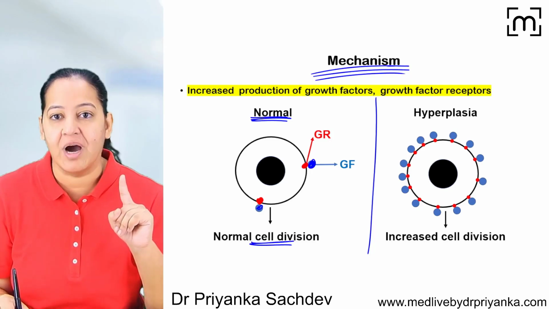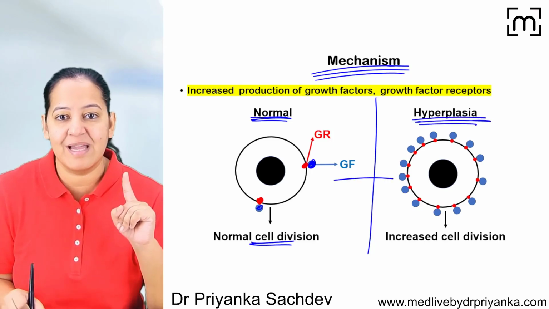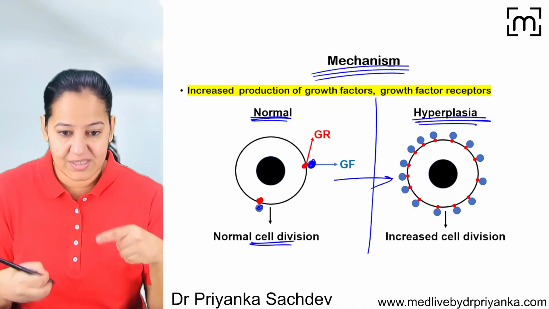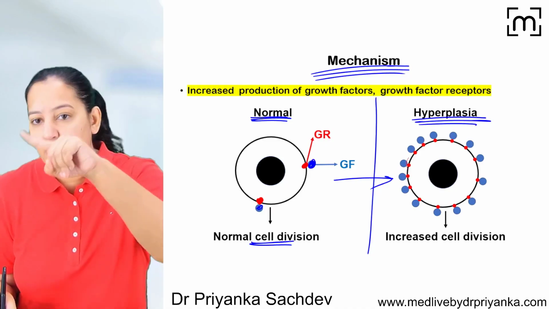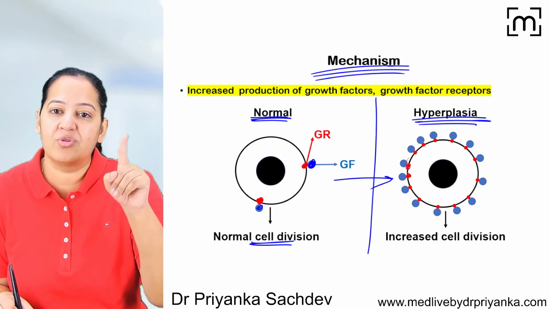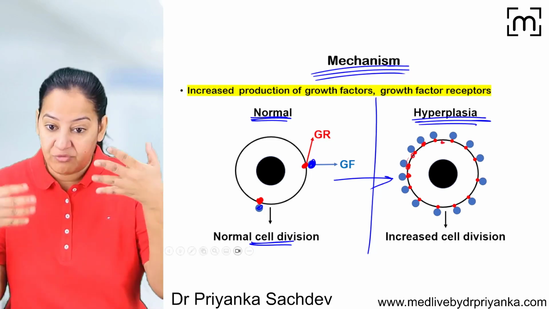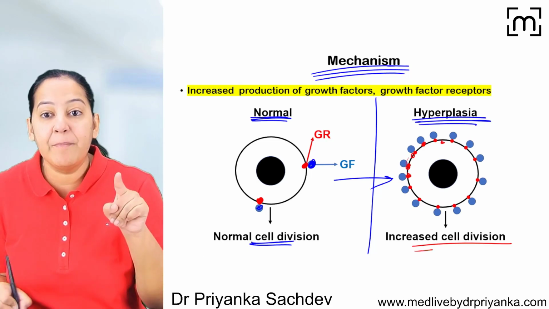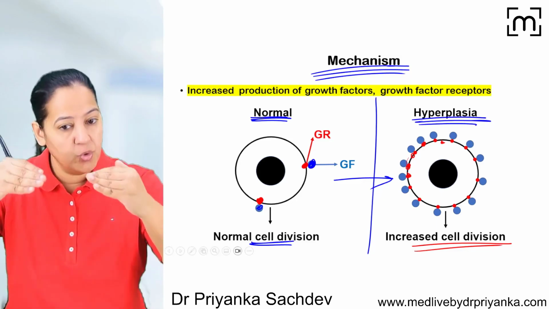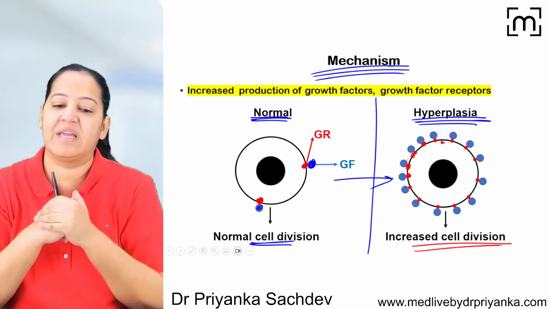During hyperplasia, now see this cell and this cell. During hyperplasia, due to stress, the cell increases the number of growth receptors as well as growth factor. You can see the number of growth receptors is increased as well as growth factor. So mitosis will be more. That's why the increase in number will be more: from 1 to 2, 2 to 4, 4 to 8, 8 to 16, likewise.